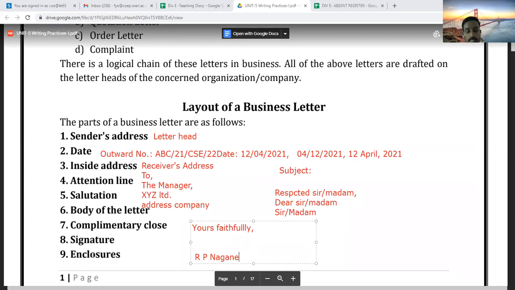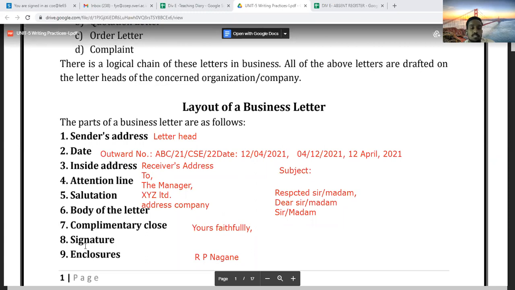And then next comes signature. So here there is a space between what you mentioned as complementary clause and your initial. Between there is space that you people have to provide where you have to sign. These days people are signing documents digitally also. So you can sign documents digitally as well as manually.